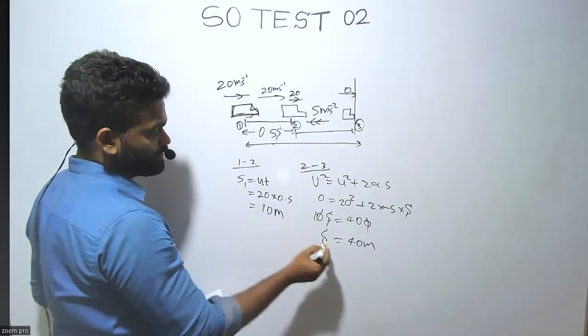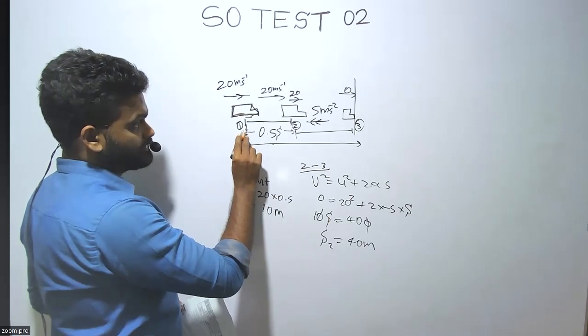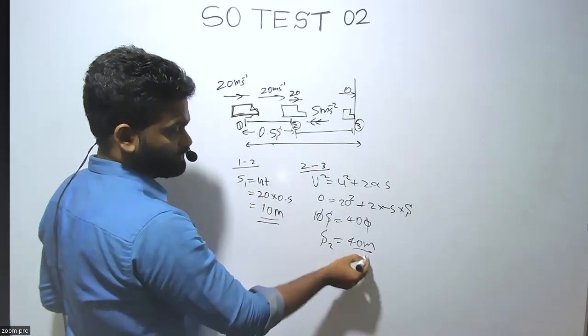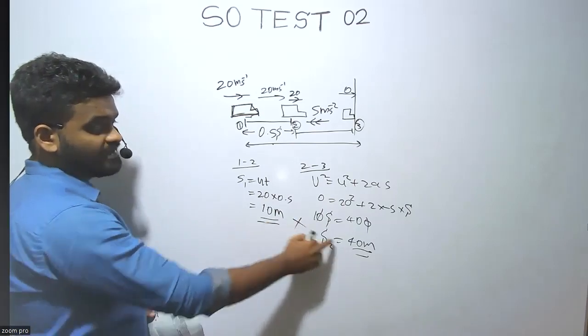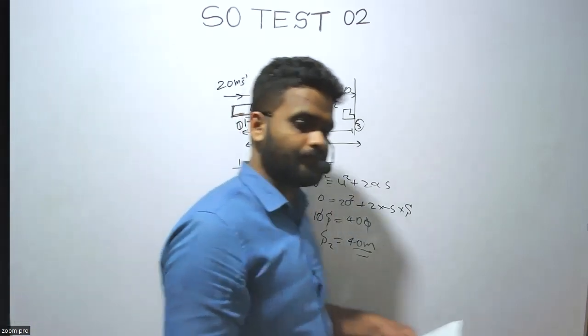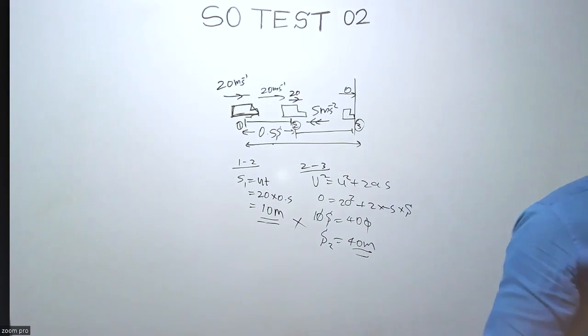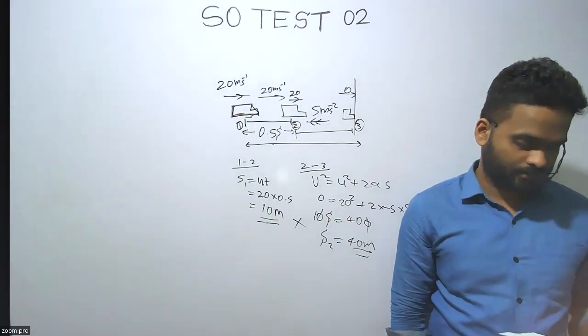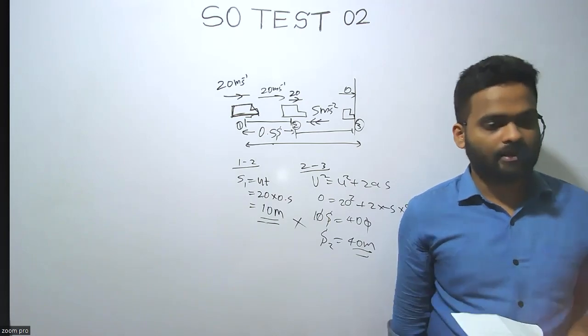Let's say this is S1, this is S2. Distance from here to here is 10 meters. Distance from here to here is 40 meters. So we just have to add these two to get the answer. The total distance is the answer. That is 40 plus 10, it is 50 meters, right? Third one is the answer.